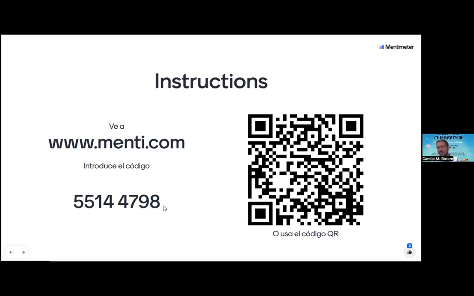We would like to have at least 6 or 7 thumbs up to know that you are in Mentimeter, because this is very important for us so that we can speak and interact. Then please go to the browser and open the webpage menti.com. Please enter the code 5514-4798. Please give a thumbs up so we know you are inside. Now we are 4. Okay, we have 5. Great, now you are entering perfectly.